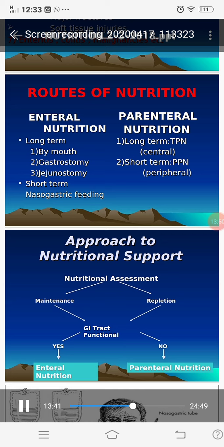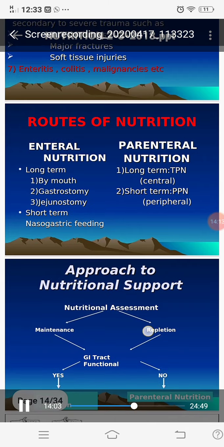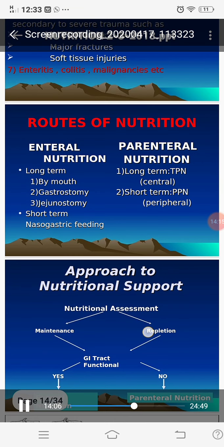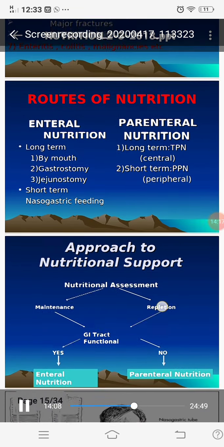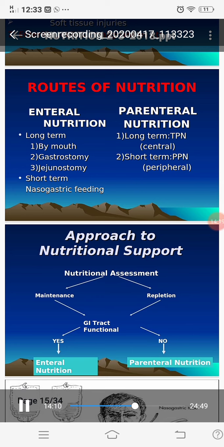Approach to nutritional support. First of all, assess the nutritional status of the patient, and then think whether maintenance requirement is required or whether repletion requirement is required. After the assessment of this requirement, check the GIT tract function. If the GIT tract is functional, then it is better to give the enteral nutrition. If the GIT tract is not functioning, go for the parenteral nutrition. Clear?